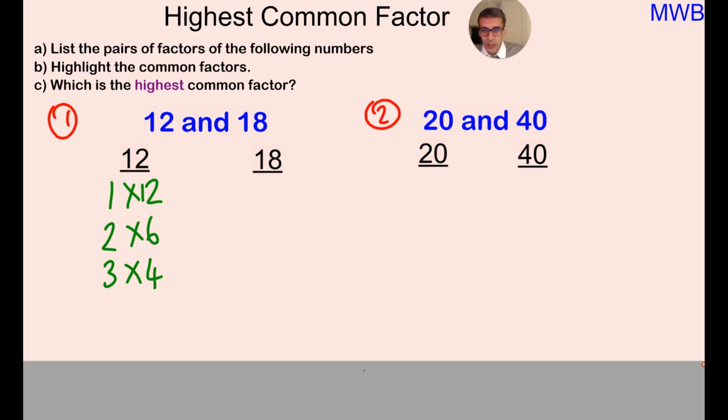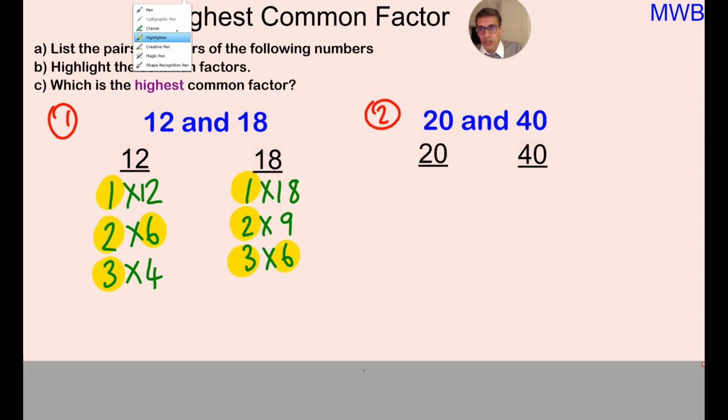Okay, so for 18 we know we've got 1 times 18, 2 times 9, 3 times 6, 4 doesn't go, 5 doesn't go, 6 is already listed, so these are all of the numbers that we want. Now it says highlight the common factors. Well, 1 is common to both, 2 is common to both, 3 is common to both, 4 isn't common, but 6 is. So that's the largest number, so it's the highest common factor because it's common to both numbers.